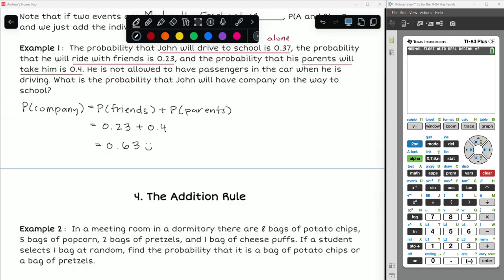Happy face. So there's a 63% chance that John has company on his way to school. Another thing to notice, if we add those three numbers, they add to 1. So this represents all of the options for John with no overlap, because 0.4 plus 0.23 is 0.63. 0.63 plus 0.37 is 1. So he has to be in one of these categories, and there's no overlap.